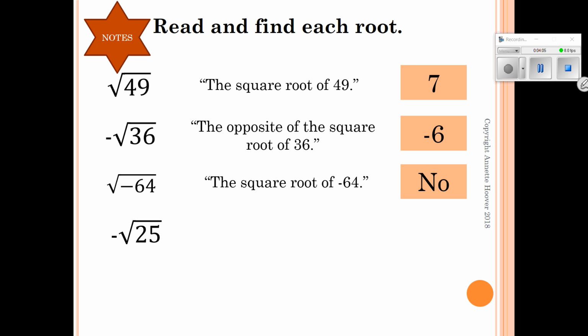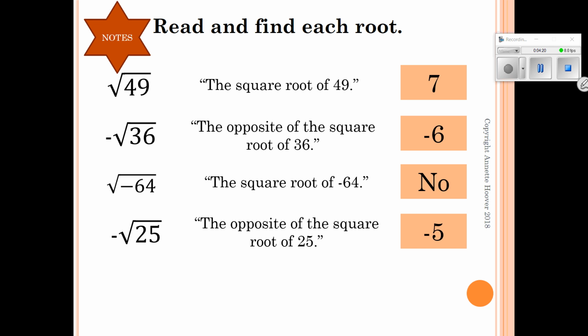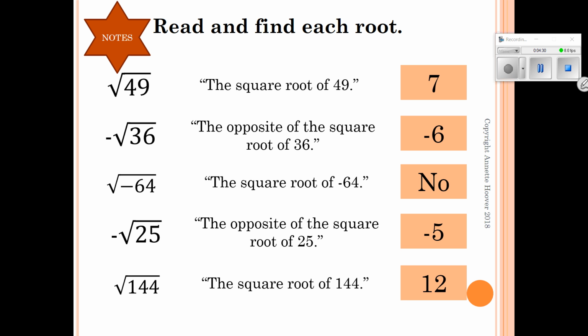This one, the negative is outside the radical sign, so it reads the opposite of the square root of 25. So we ask ourselves, what number multiplies times itself to get 25, which is 5, and we want the opposite of that, so that would be negative 5. In the next example, what is the square root of 144? And that is just simply 12, because 12 times 12 equals 144.